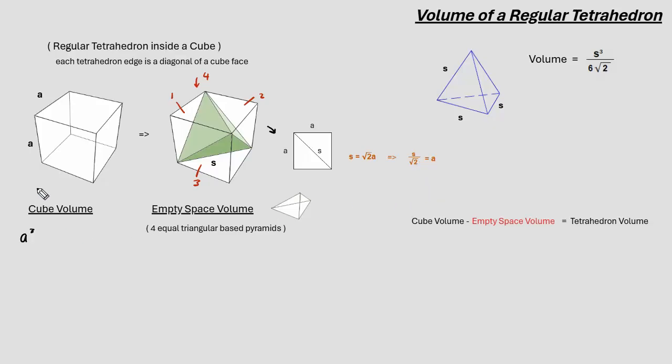So, for our cube volume, A cubed can actually be written as S over root 2 cubed. And when we cube S over root 2, the result is S cubed over 2 root 2. So now, what about the volume of the empty space?